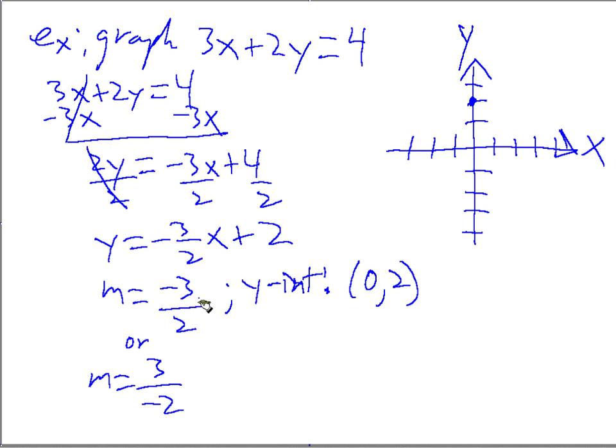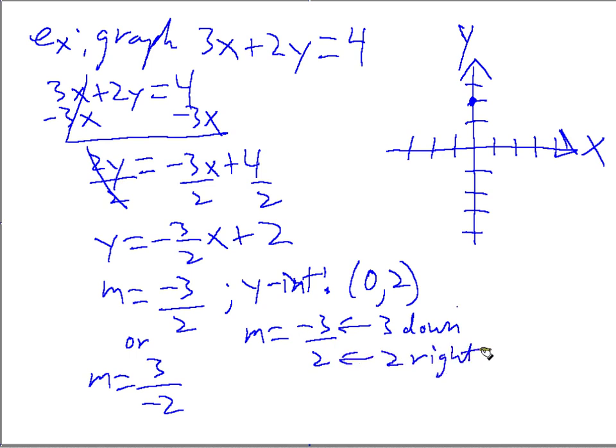Now, let me use the first interpretation. I mentioned there are two interpretations of the slope. Let me use the first one. So m is negative 3 over 2. That means the rise is negative 3, so the vertical change is negative. We don't go up, we go down. This means 3 down. The run, the horizontal change, is still positive, so we go 2 to the right. So from this starting point, I'm going to go 3 down, 1, 2, 3, and 2 to the right, 1, 2, and put a point.